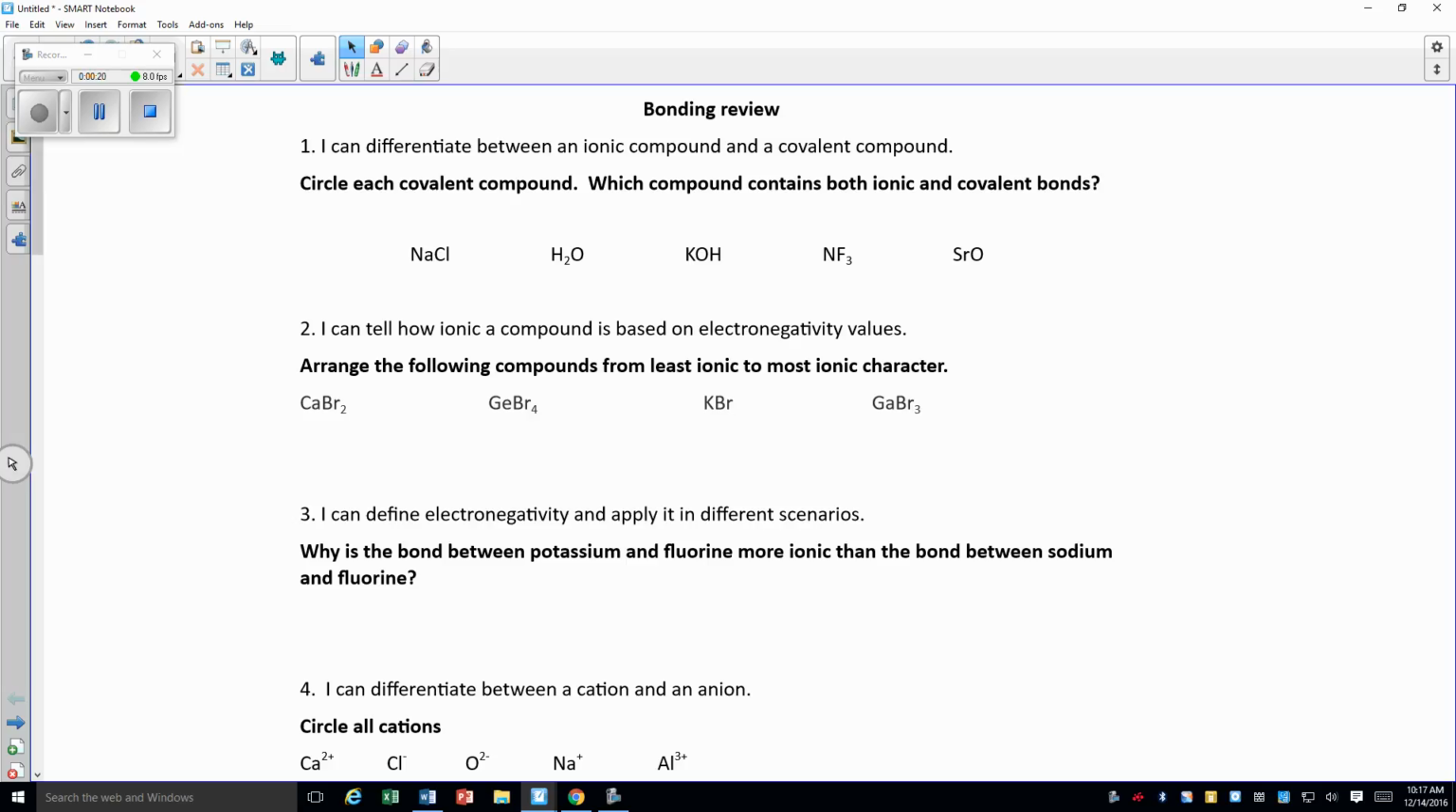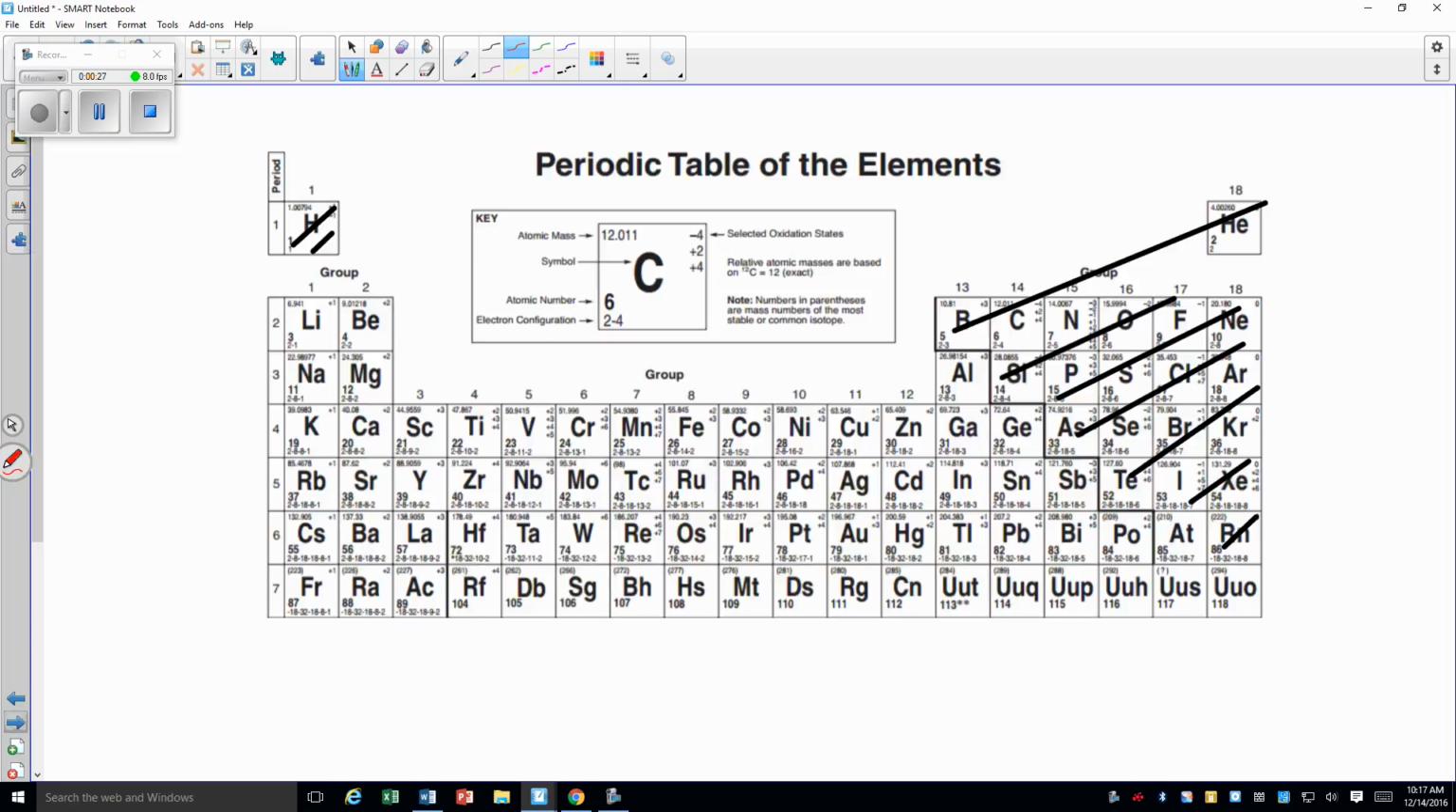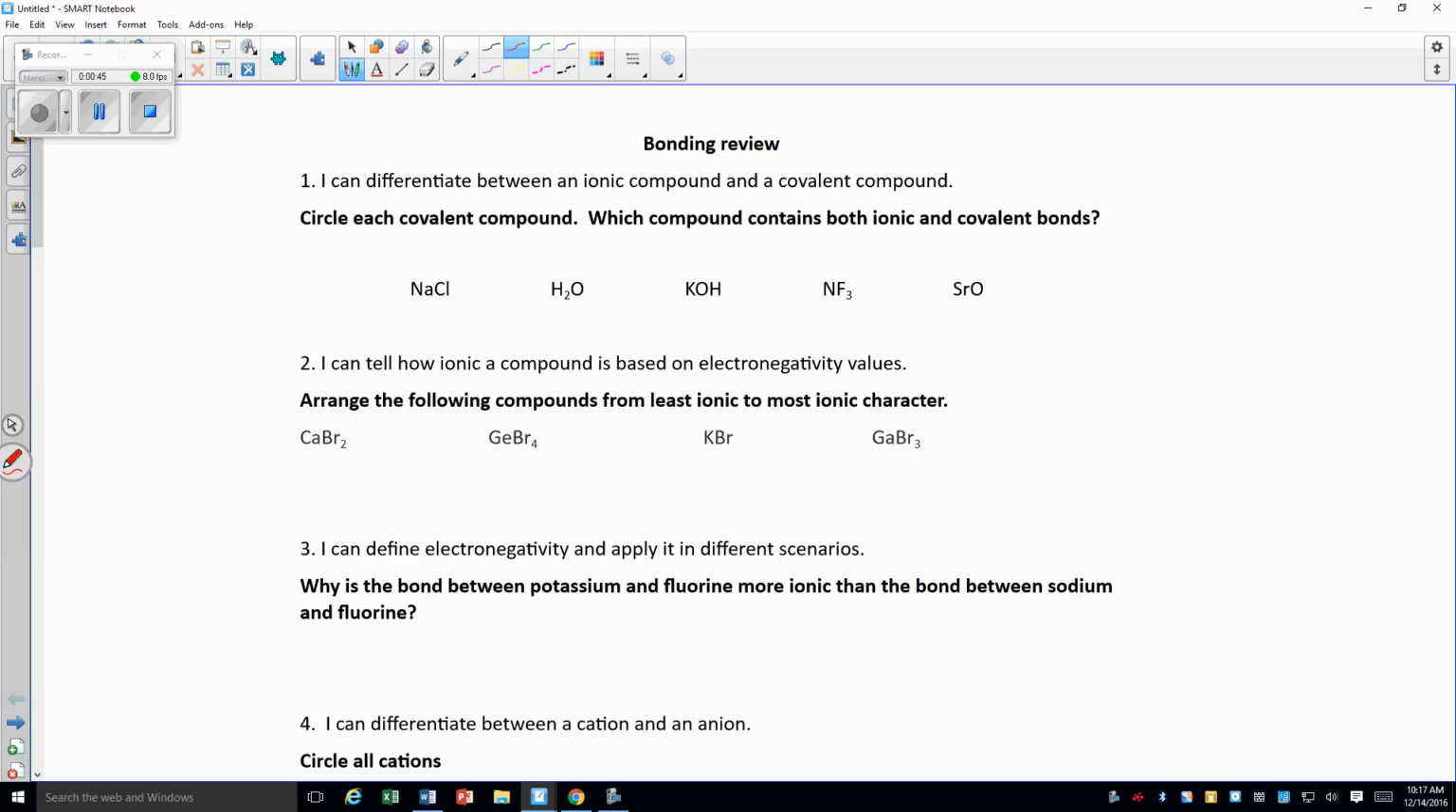So, question one. Let's circle each covalent compound. Look at the periodic table that I've somewhat striped here. If there is a compound that contains the striped atoms, any atoms bonded together from these striped sections, we're going to consider that covalent. Hydrogen, don't forget, is the exception over here. So when we go back, this one is ionic, covalent, ionic, covalent.